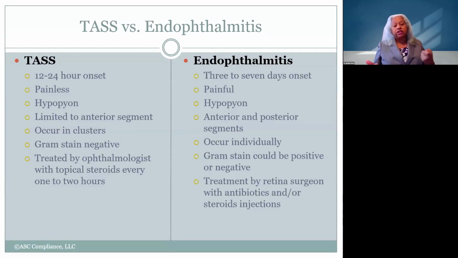TASS usually occurs in clusters, which means you're going to have a lot of patients, right? If you have it, you're going to see patient after patient. Endophthalmitis occurs individually. Saying that, I've seen cases where both of them occur in clusters. But usually with endophthalmitis, you're not going to find 10 cases in one day, hopefully. TASS usually gram stains negative. With endophthalmitis, the gram stain could be positive or negative.